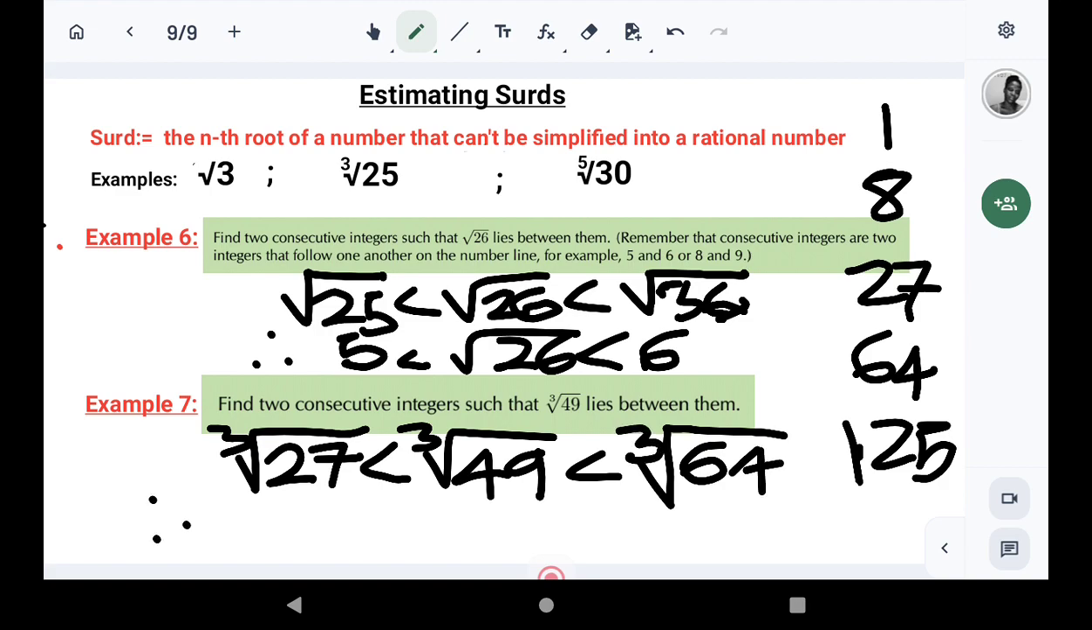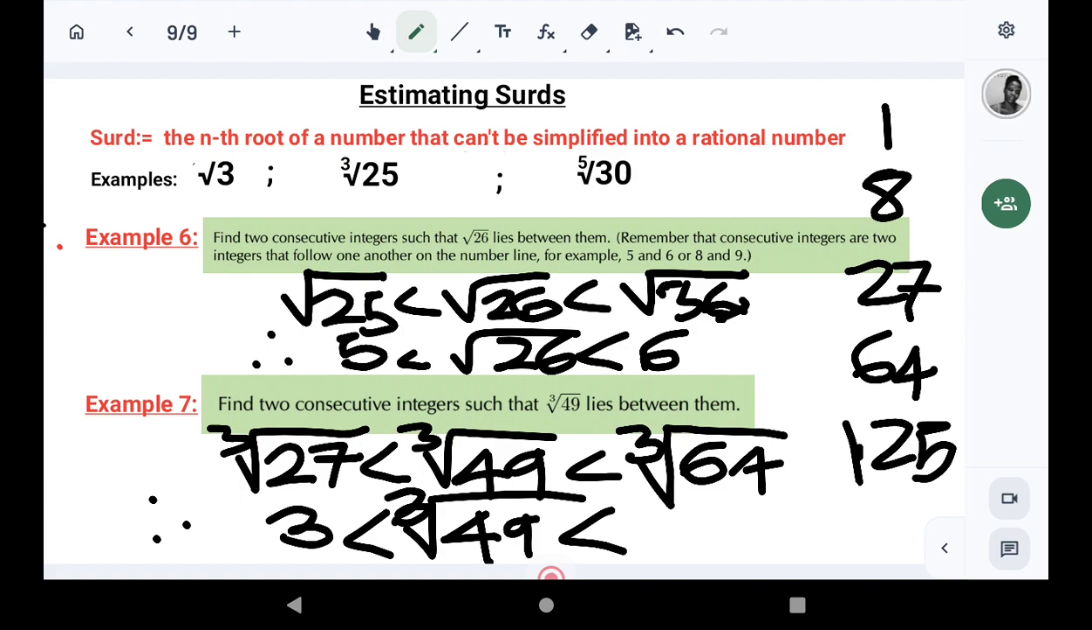And now you go, therefore, cube root of 27, that is 3. And the cube root of 64, that is 4. Therefore, the cube root of 49 lies between 3 and 4.